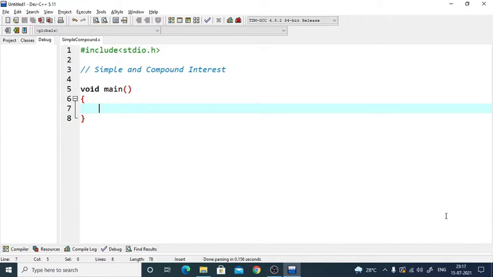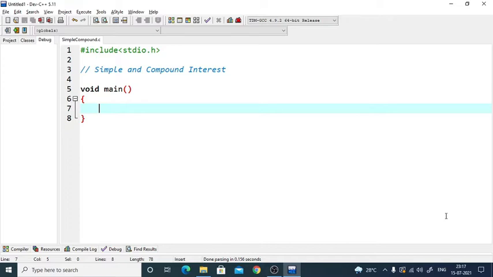Now, if you're not very comfortable with the formula for simple and compound interest, you can very well see our previous video where we have shown how to build the programming expressions. There we have taken the example of simple and compound interest, how to convert the normal mathematical formula into a programming expression. Fine, so let us start now.